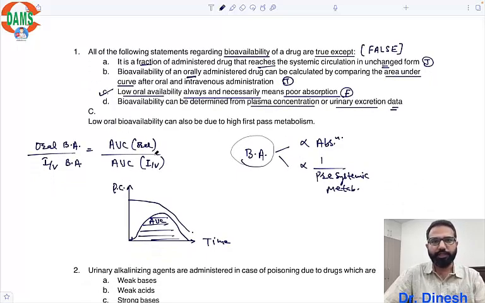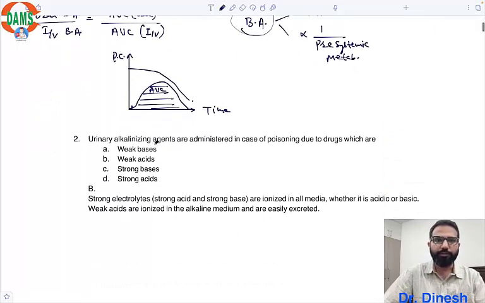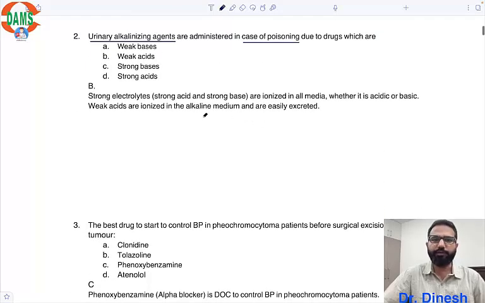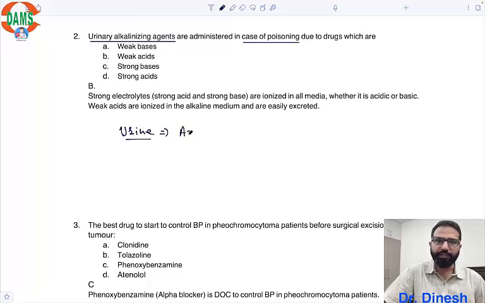Then comes the next question. Question number 2: urine alkalinization agents are administered in case of poisoning due to drugs which are. So guys, normally our urine is mildly acidic. Urine is acidic in nature. So what happens?